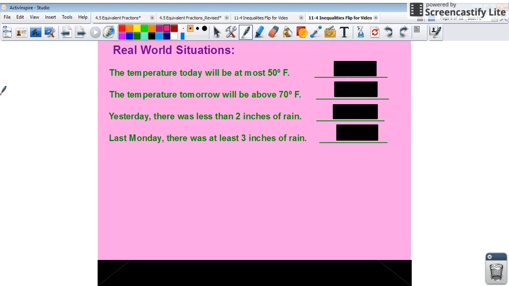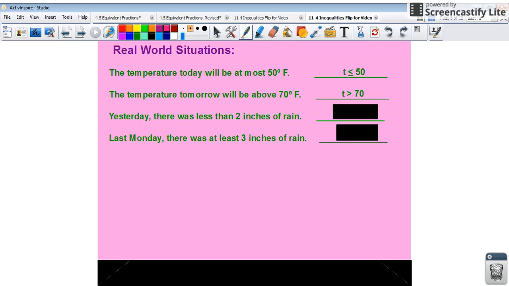Okay. Some more real world situations. The temperature today will be at most 50 degrees. Hopefully we remember that at most is less than or equal to. So there's our T for the temperature, and at most is less than or equal to, and we use 50. The temperature tomorrow will be above 70 degrees. That's greater than. Okay, it's not greater than or equal to because it's telling me it's above 70. It's not going to be 70. It's going to be everything higher than that.